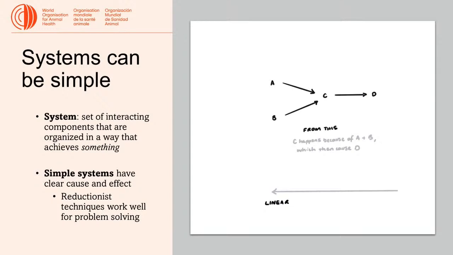And simple systems create simple problems. Your phone battery dies, your car runs out of gas, you burn your cake, you know what to do, right? You know what caused it, you know how to fix it. For simple problems, I would say that reductionist techniques work well for problem solving. Reductionist techniques are when you try to break a problem down into its simpler components, figure out what the problem is, and fix it, right? This is the way you approach car mechanics, for example, or at least car mechanics before they involved computers.